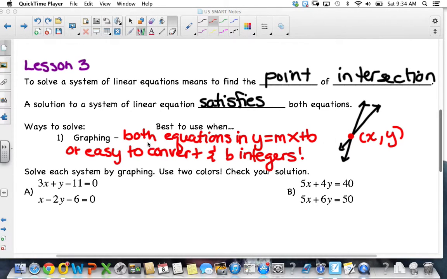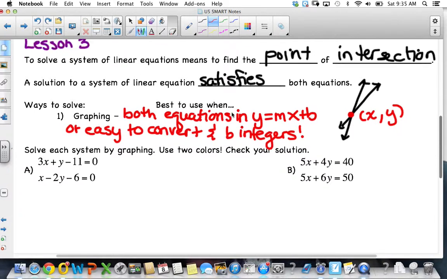And it can't possibly have 2 points of intersection because then you're just looking at the same line crossing over itself. So graphing is best used when both equations are in the form y equals mx plus b, or it's easy to convert to this form, and also when b are integers, because it's difficult to graph if you don't have integers for your y-intercept. So if the y-intercepts are not integers, you're probably going to need to use a table of values.